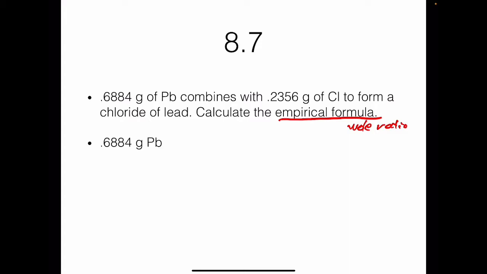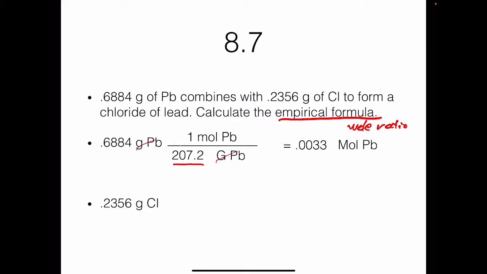So if we're starting with 0.6884 grams of lead, we want to convert that to moles to give us the mole ratio. Where did this number come from? That's the molar mass from the periodic table. Remember, that is the number of grams per mole for lead. And then we get 0.0033. Remember, that is moles of lead because grams have canceled.